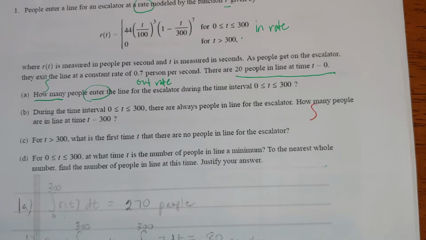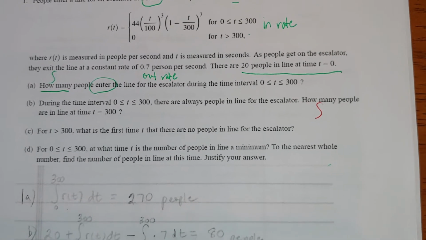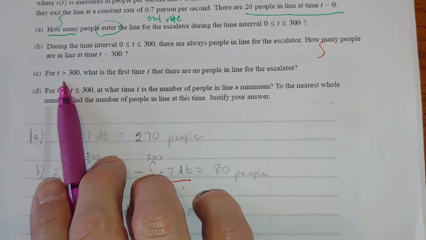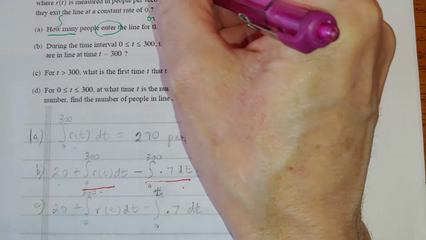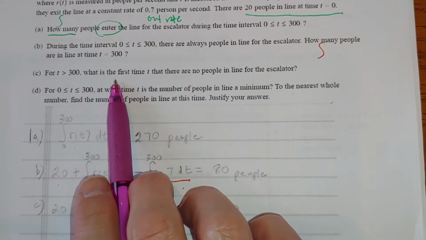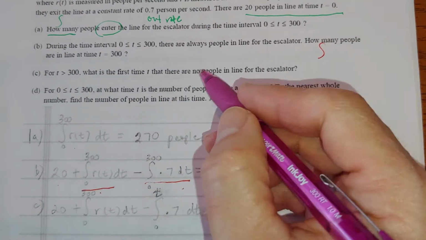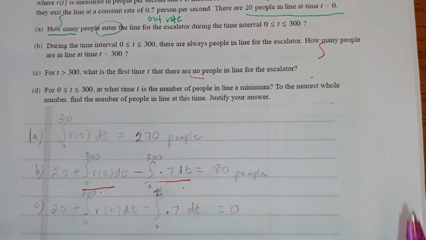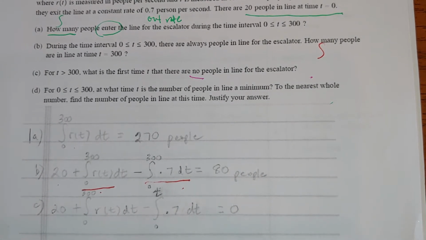Let's take a look at part C. In part C, they ask us for t is greater than 300. So remember, we have this piecewise function up here, and this is for greater than 300. What is the first time there are no people in line for the escalator? All right, so let's take a look at my work in part C.